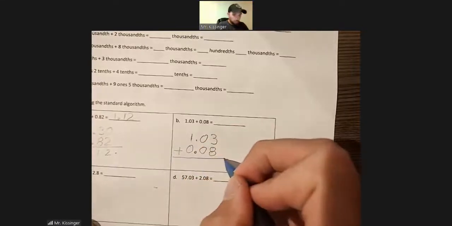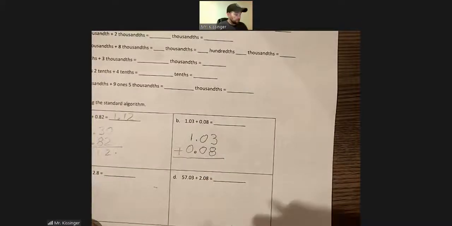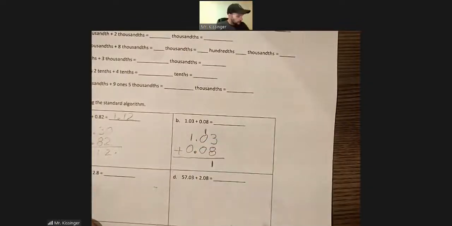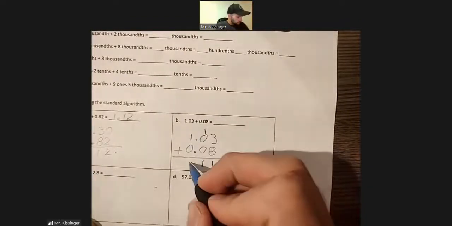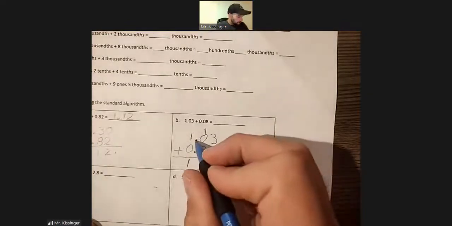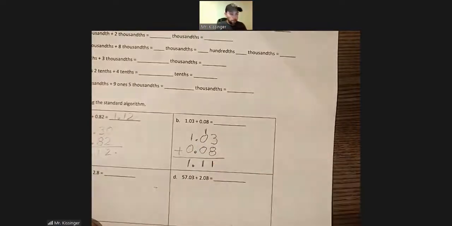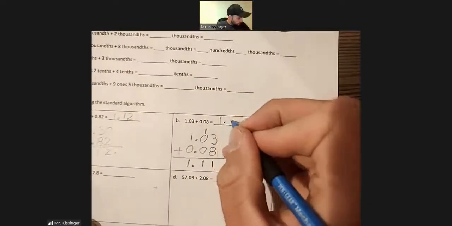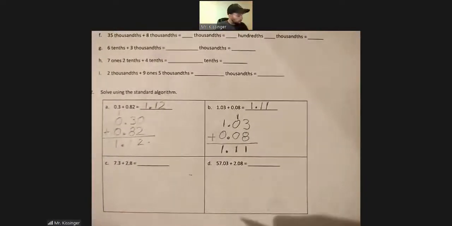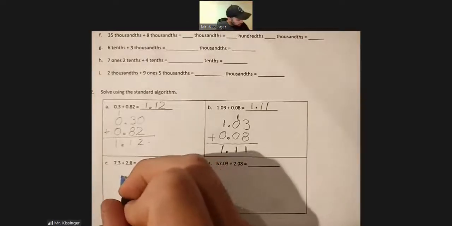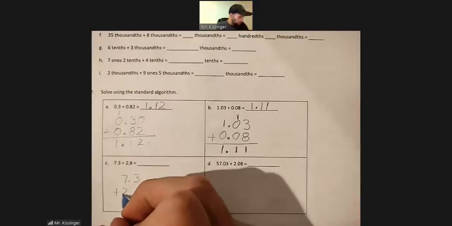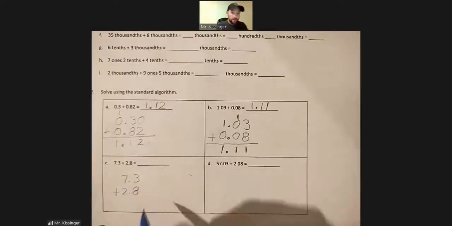So we'll do 3 plus 8 is 11. Bring our 1 down. Bring our other 1 down. And then we need to, last but not least, very importantly, we need to bring down our decimal point as well. So we're going to do 1.11 or 1 and 11 hundredths. We'll do this one as well. We'll do 7.3, 7 3/10 plus 2.8, 2 8/10.